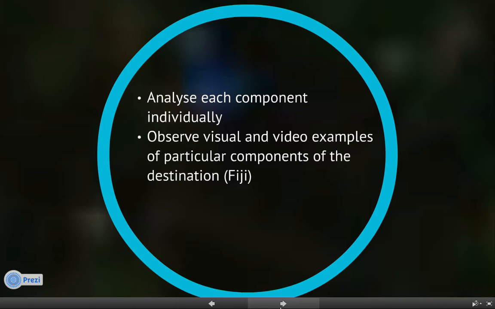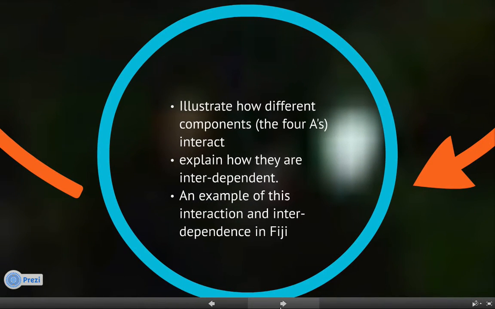Then we will move on to analyze each component and talk about them individually, observe certain visual examples of each segment of a tourism product, and look at a few video examples of the components of a destination. After, we will illustrate how these components interact in certain levels of the product here in Fiji, explain how they are interdependent, and give a visual example of this interaction and interdependence on each other here in Fiji, as Fiji is our choice of destination.